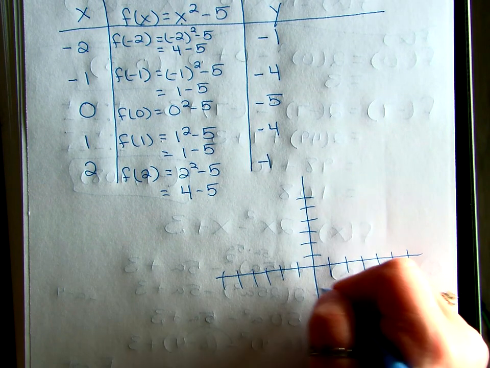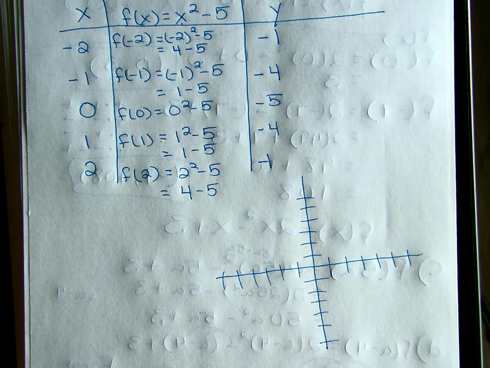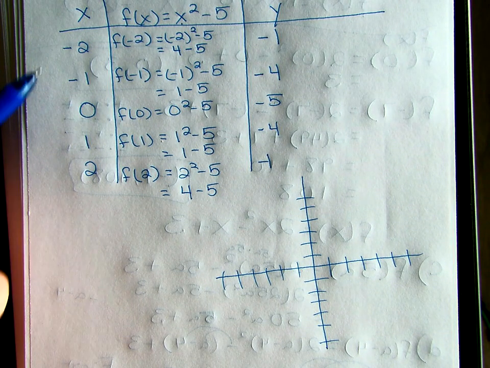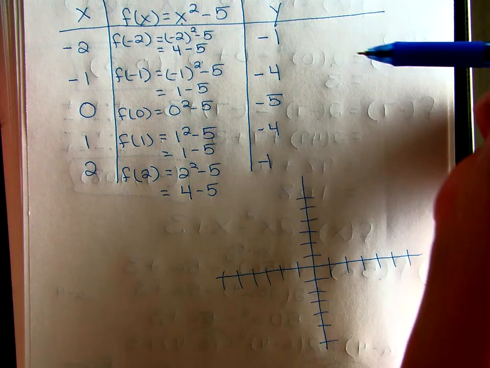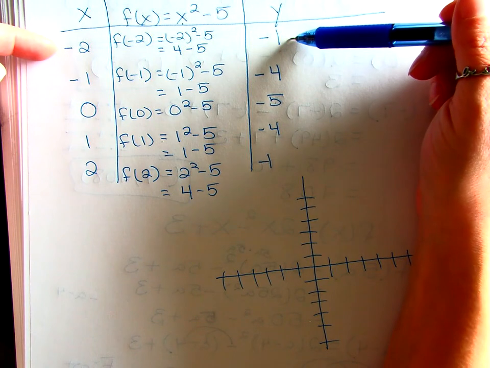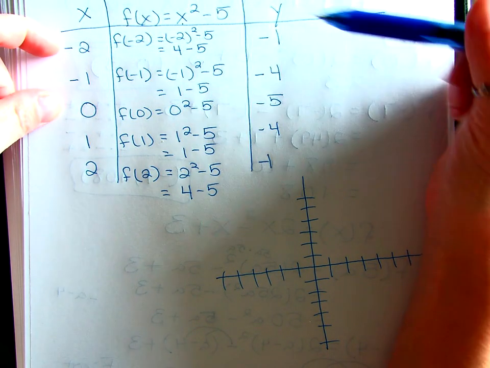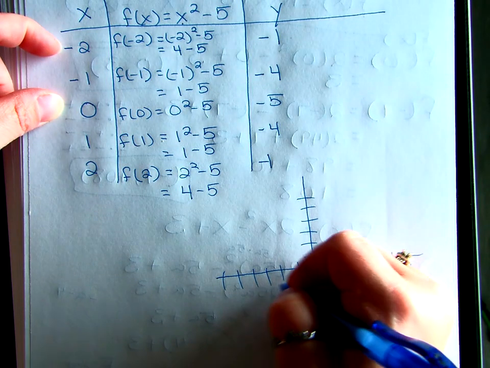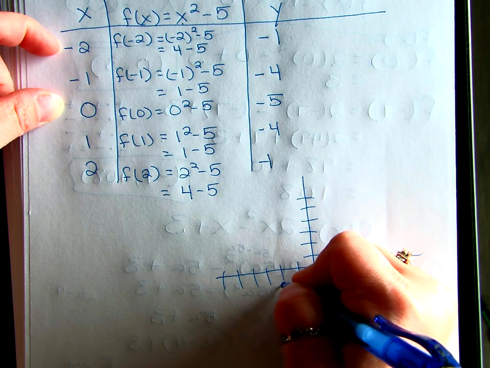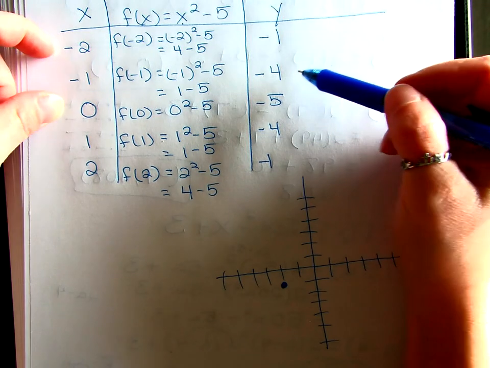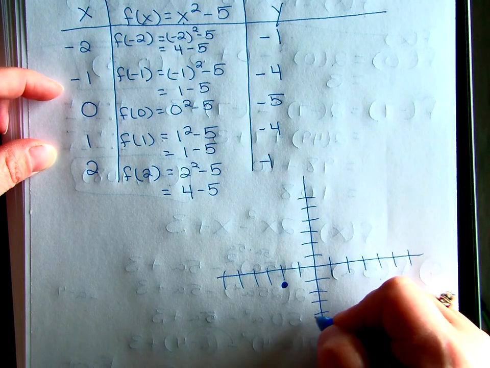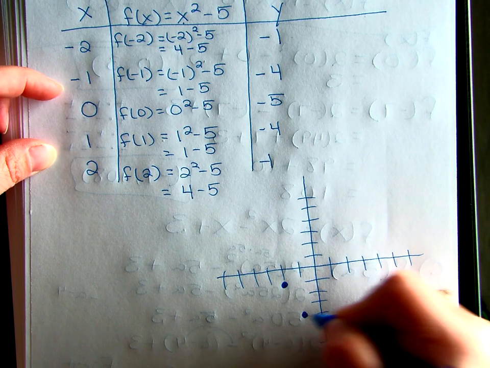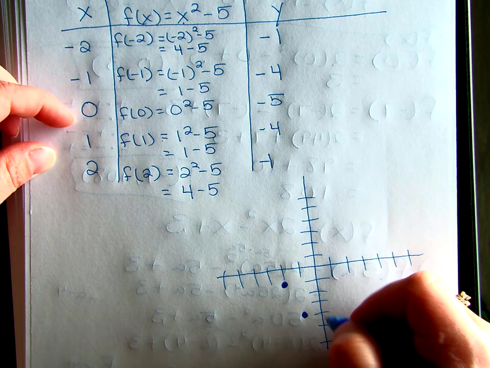Once you have your table and you have your column of x values and you have your column of y values, what you really have is an ordered pair. When x is -2, y is -1. So I'm going to go graph that. When x is -2, y is -1, I plot that point. When x is -1, y is -4. 1, 2, 3, 4. When x is 0, y is -5. And I continue graphing.